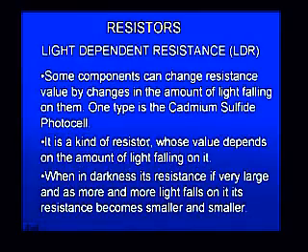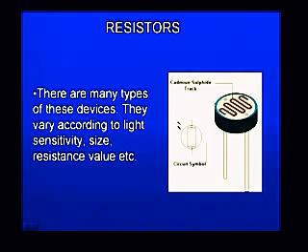many applications. Now we will come to a different type of resistors. In resistance there are different types. For example, here is one type which is called light dependent resistor or LDR. Some components can change resistance value by changes in the amount of light falling on them. One type is the cadmium sulfide photocell, cadmium sulfide resistance actually. It is a kind of resistor whose value depends on the amount of light falling on it. When you keep it in darkness, its resistance will be very, very large, and as more and more light falls on it, the resistance becomes smaller and smaller, because it is basically a semiconducting device.